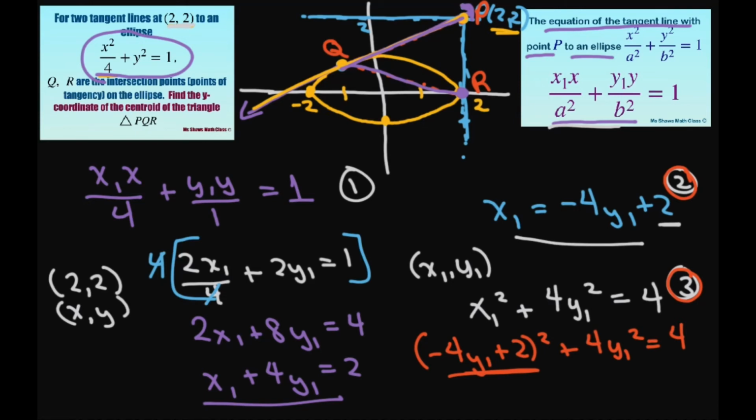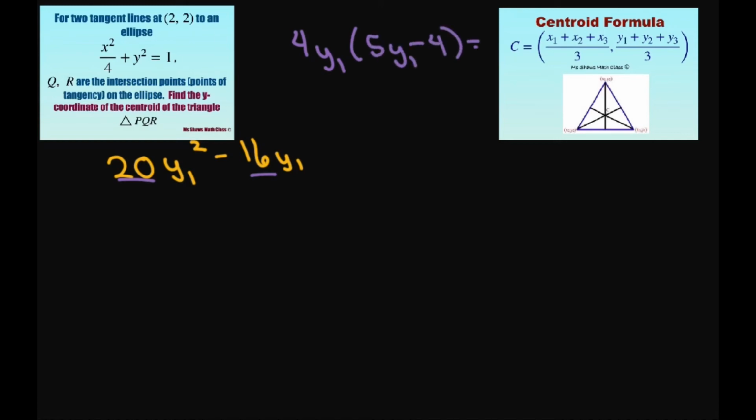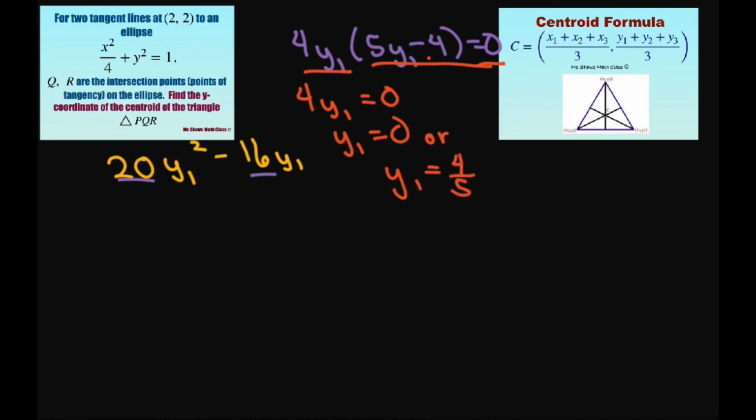When you do that, we get 20y sub 1 squared minus 16y sub 1. Now let's factor out a 4y sub 1. That's going to be 4y sub 1 times (5y sub 1 minus 4) equals 0. Setting each piece to 0, we get 4y sub 1 equals 0, so y sub 1 equals 0. And for this piece, we get y sub 1 equals 4 divided by 5. You just add the 4 and divide by 5 there.